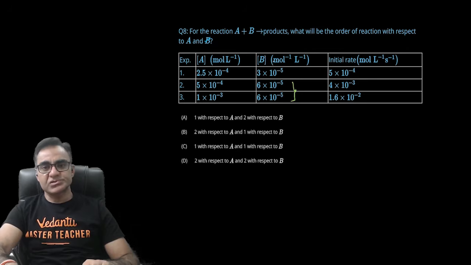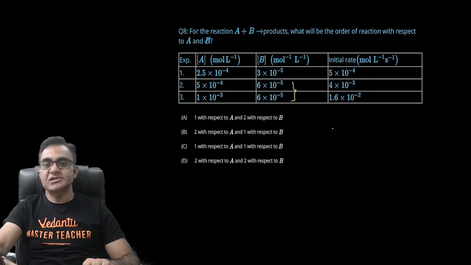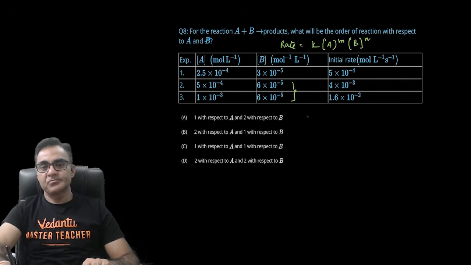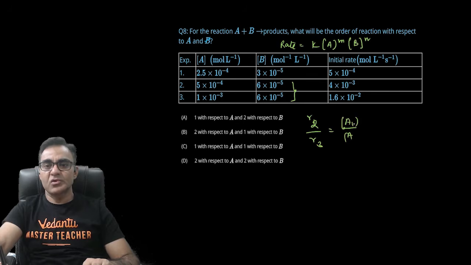If you check, concentration of B is kept constant in second and third experiment. So simply if I assume order of reaction with respect to A is m and B is n, I can write rate expression like this: A raised to the power m, B raised to the power n. Alright. So R2 upon R3 can be written as A2 upon A3 raised to the power m and B2 upon B3 raised to the power n.